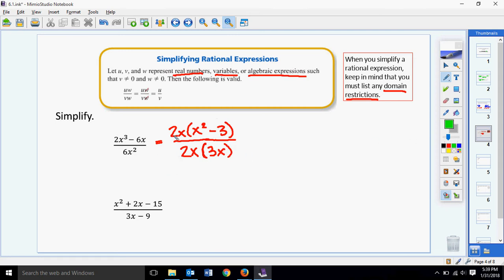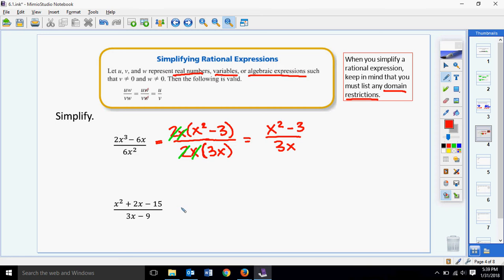This is good because I can cancel out my 2's because they match, my x's because they match, but nothing else will cancel. I can't cancel this 3 and this 3 because they're not identical. So in my numerator, I have x squared minus 3, and in the denominator, I have 3x. Notice I cannot cancel my x's.